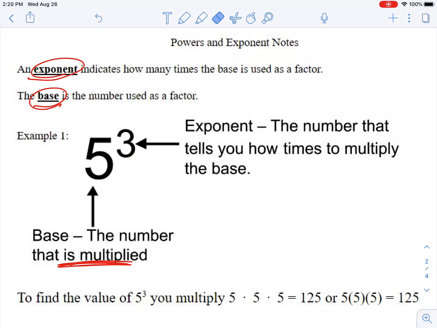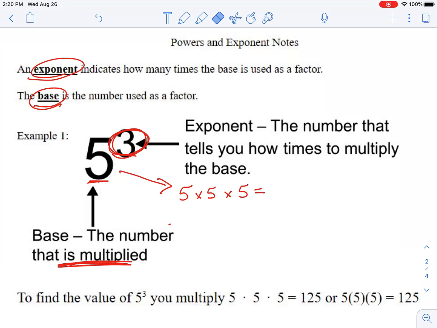So 5 to the 3rd power, and that's how you would say that. 5 to the 3rd power means 5 times 5 times 5. That's what that problem right there is telling me to do. Now notice, the only thing that's being multiplied is that 5, isn't it? But how many 5s do we see? 1, 2, 3. Why? Because that exponent is a 3.